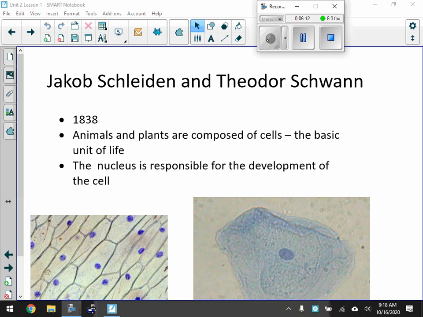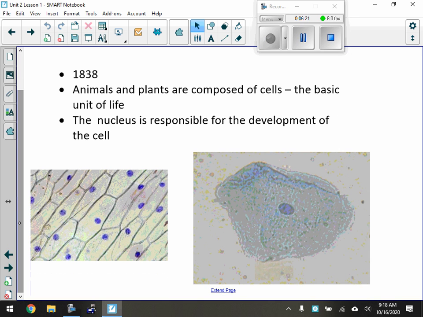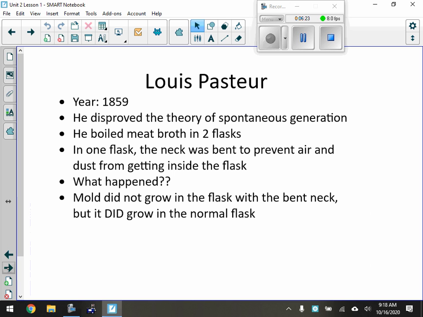So in 1838, they concluded that animals and plants are composed of cells, the basic unit of life. The nucleus is responsible for the development of the cell, so that's what they came up with. All right. Next was Louis Pasteur, 1859. He disproved the theory of spontaneous generation.